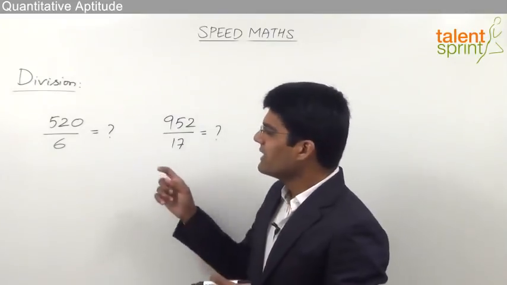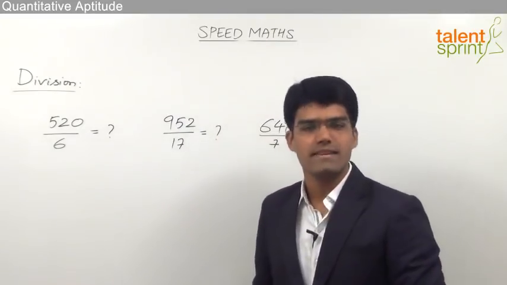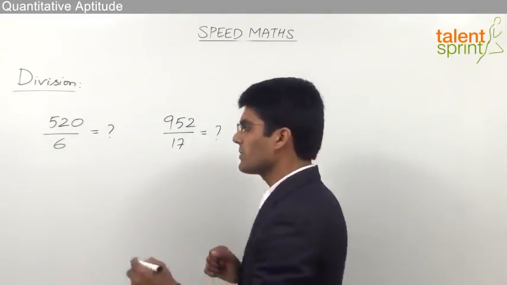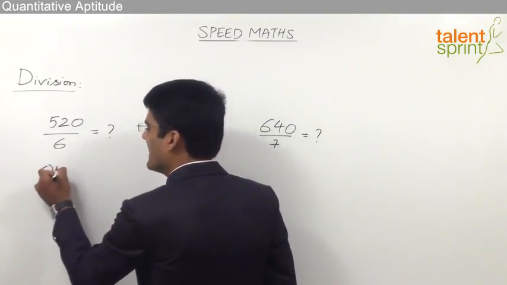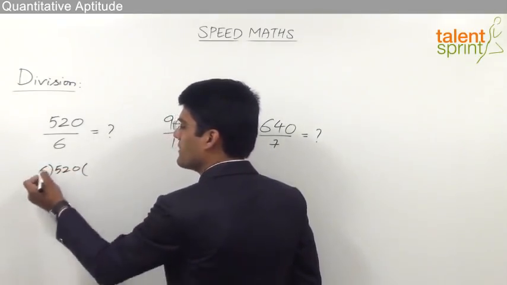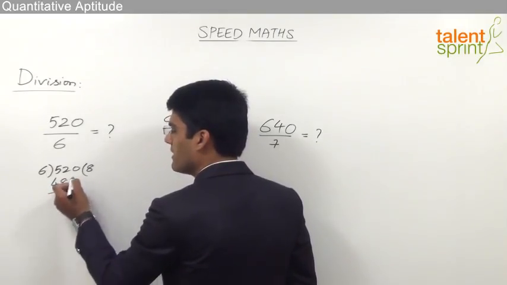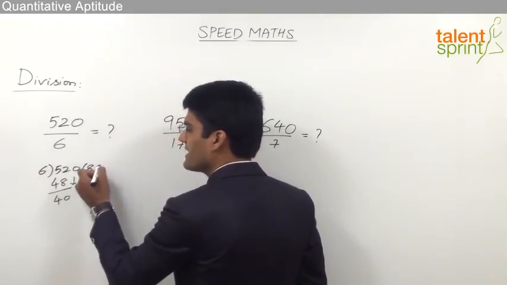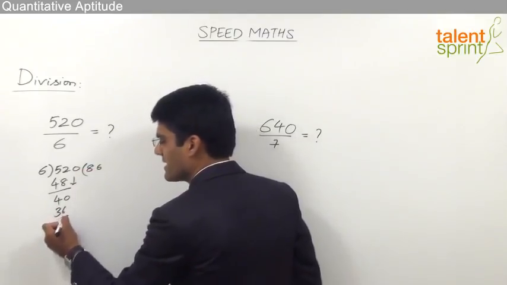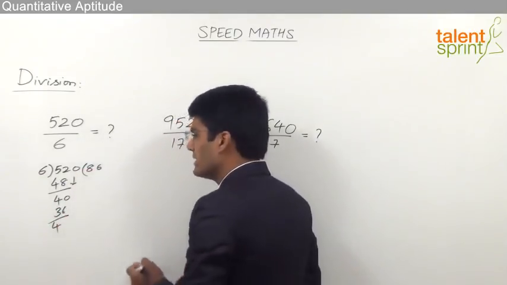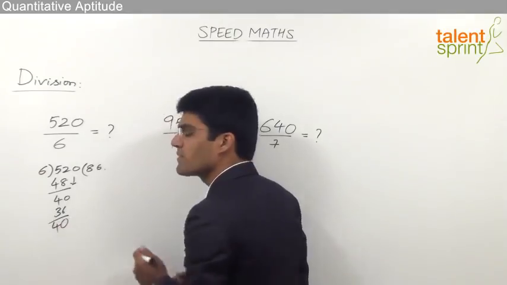The first example here is 520 divided by 6 is equal to what? Now going by the regular procedure, 520 has to be divided by 6. So we say 6 into 8 is 48, 4 is the remainder, the 0 comes down here. Then we say 6 into 6 is 36, again 4 is the remainder. Then we take a decimal point here, this becomes 40.